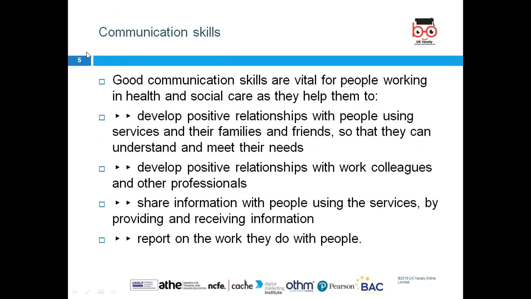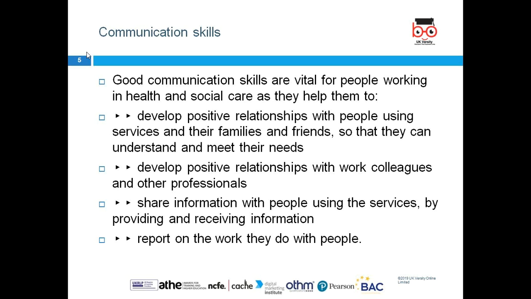So enabling your own personal attributes, I think you need to have good communication skills. Having good communication skills is vital for people working in health and social care. It helps them to develop positive relationships with their service users, their families, and their friends. It helps you to understand what their needs are, so you can provide the care for those needs to be met. It helps you develop positive relationships with your colleagues or other professions that you might meet. It also helps you to share information with people using the services.